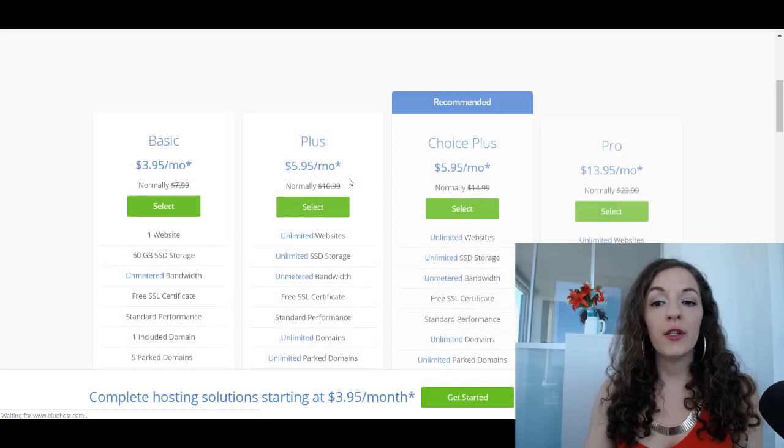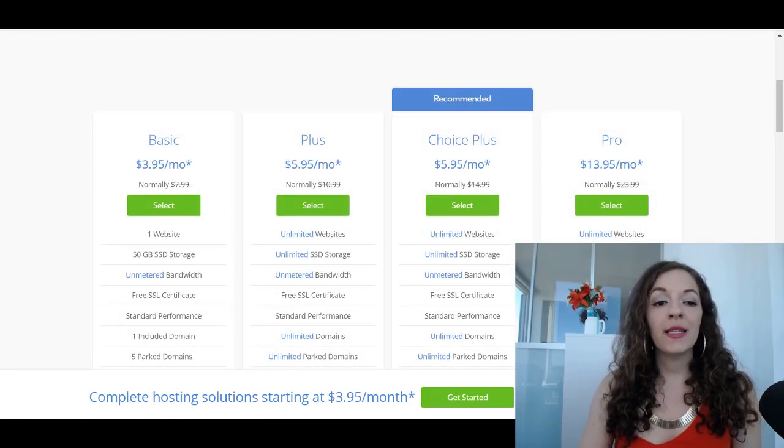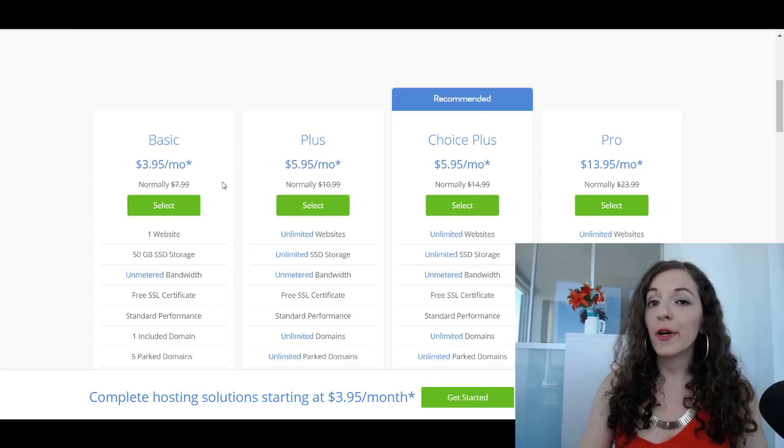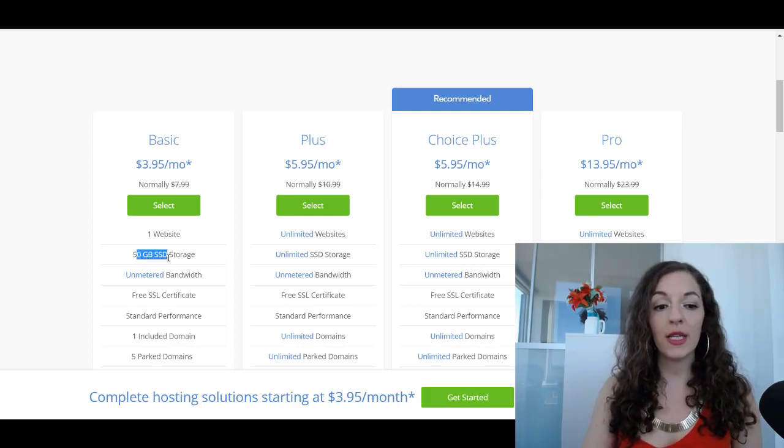on Get Started, you'll be able to see the different hosting plans. And the $3.95 a month is the very, very basic plan. So this is the one that is not unlimited storage. Like you see here, it's 50 gigabytes storage.